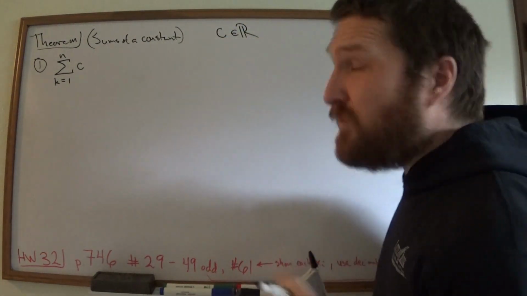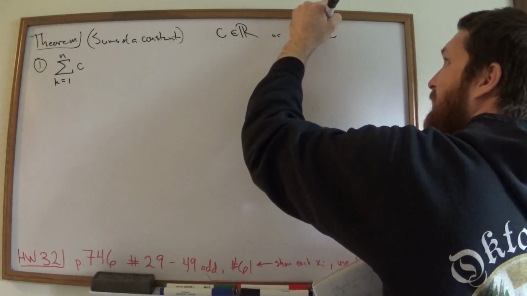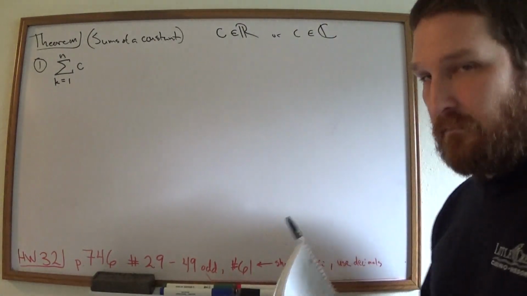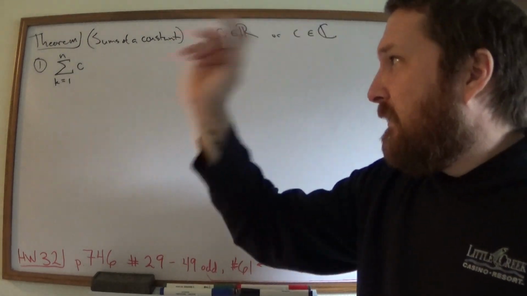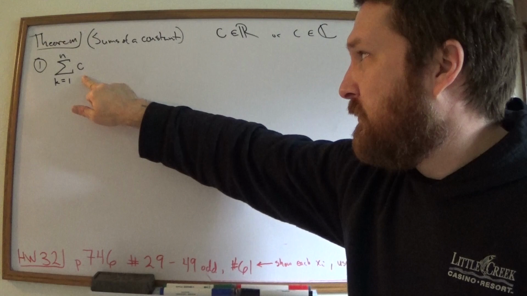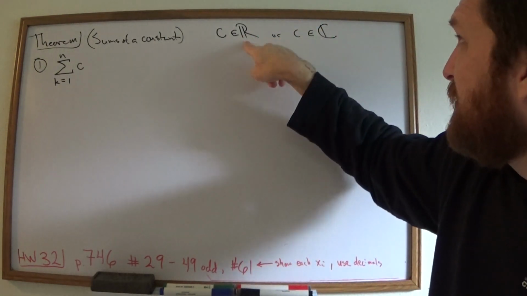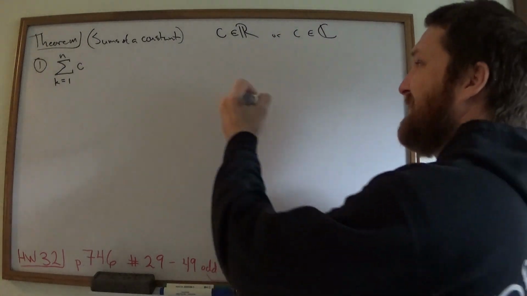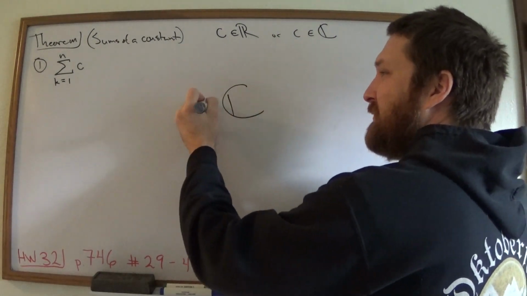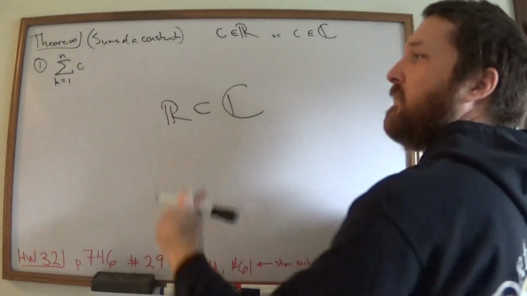Actually, this is still true if c is any complex number. So it could be 7 plus 3i. And what we're about to do will still be true. And since the reals are a subset of the complexes, then if you use a real number, it's still true.